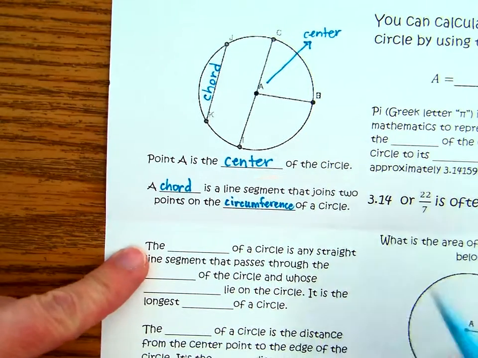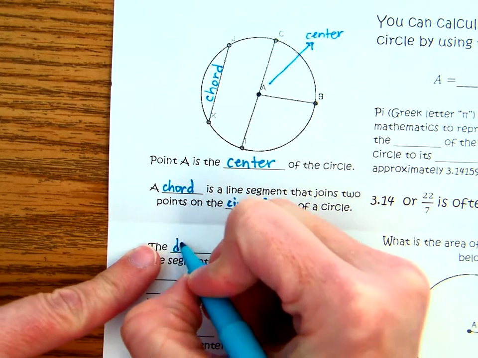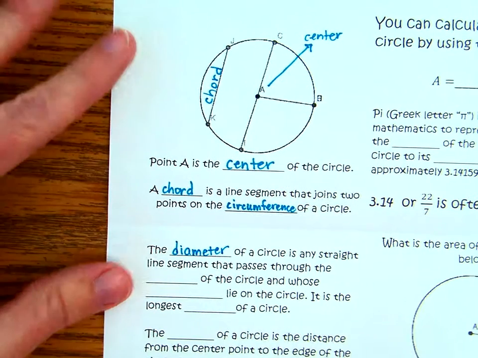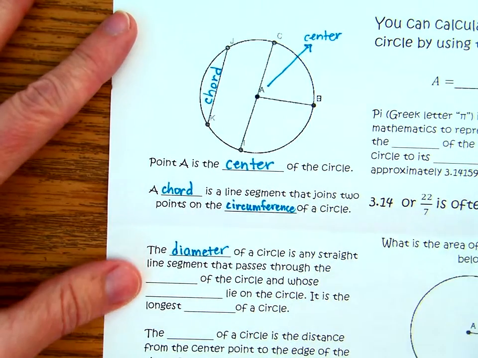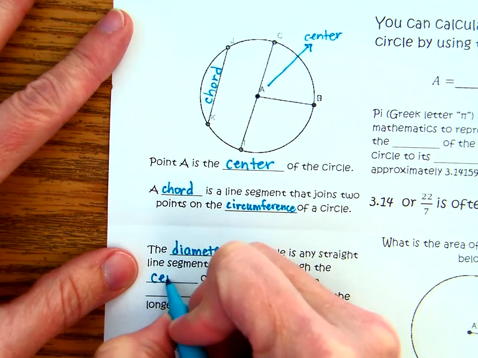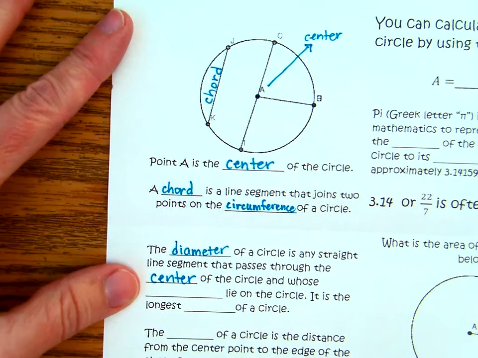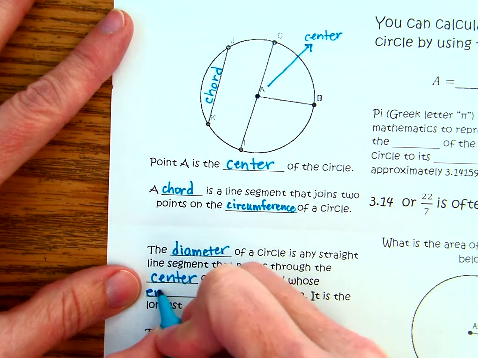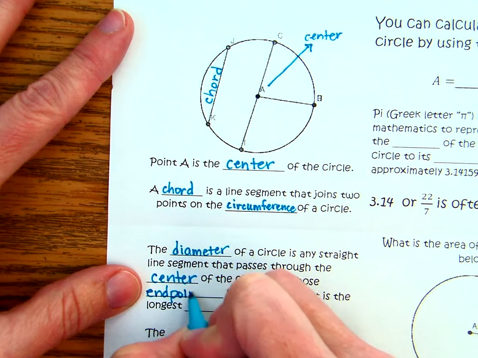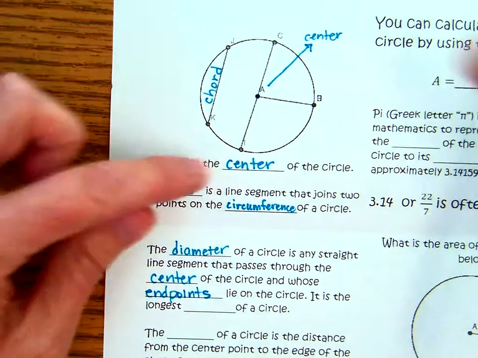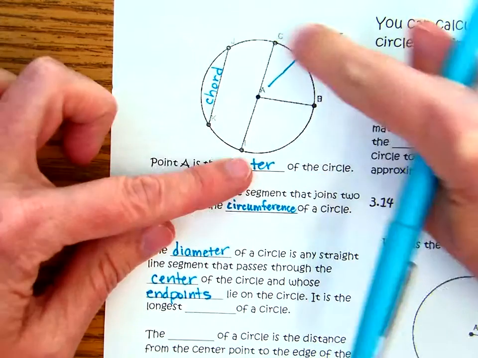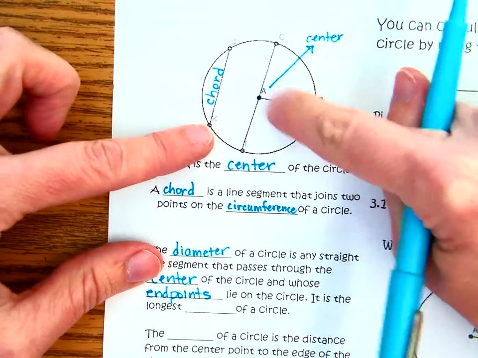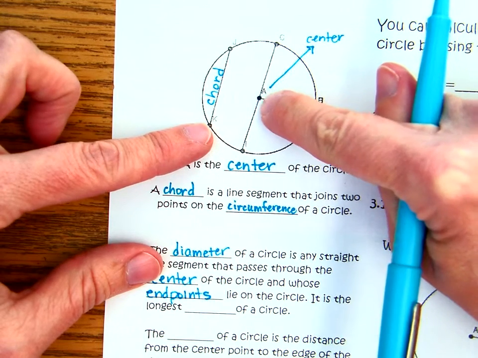So now we're going to the diameter of a circle. The diameter of a circle is any straight line segment that passes through the center of the circle and whose end points lie on the circle. And when it says lie on the circle, that means around the outside. So it can't stop somewhere in the middle here. So the end points are on the outside of the circle, and it has to go through that center point.